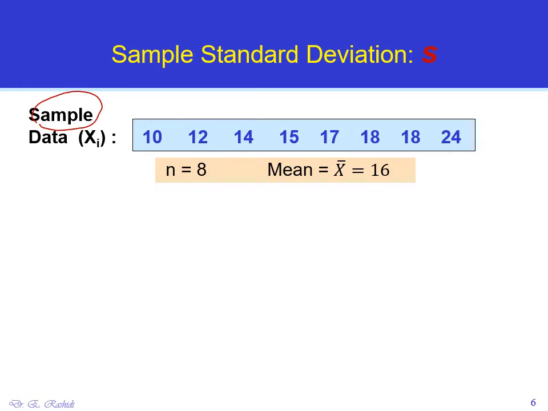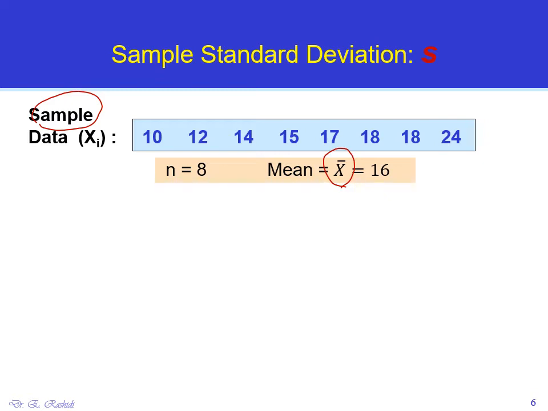So we are working with the sample. That's why we show the mean by x bar. If it had told us that it was population, we would have shown it by sigma, right? But this is a sample, so we show it by x bar. All right, so we want to find the standard deviation for this set of data, which is a sample.